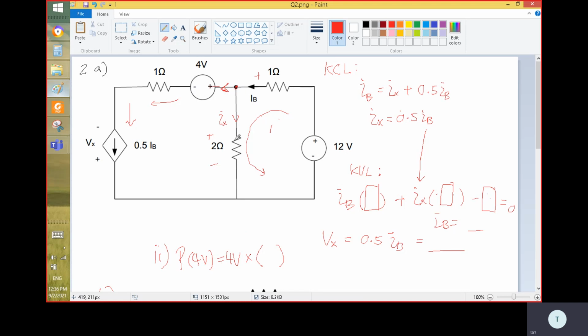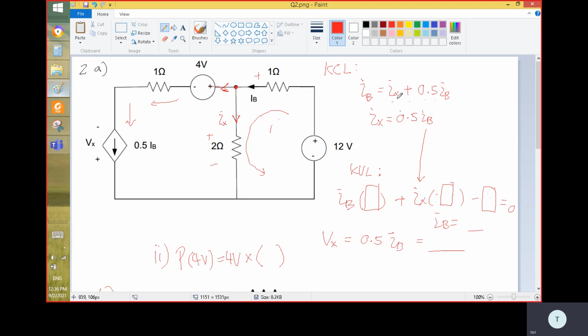We assume because based on this analysis, if this is a current and this is positive, and if the current starts from here, follows the IB, then this current must be falling down. This is the initial assumption. So we get the equation using the KCL. The equation is IB equal to IX plus 0.5 IB. IX is unknown.